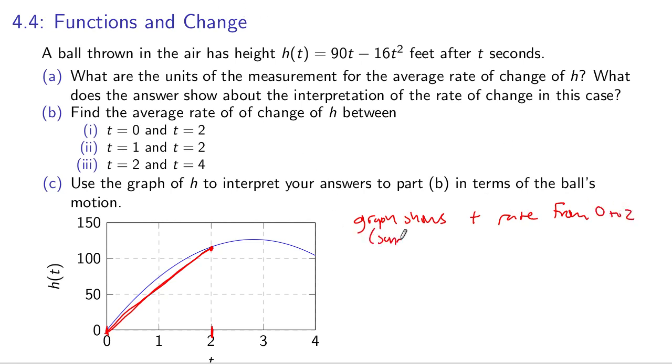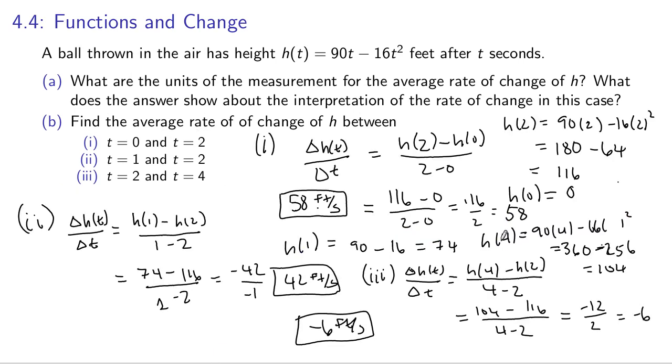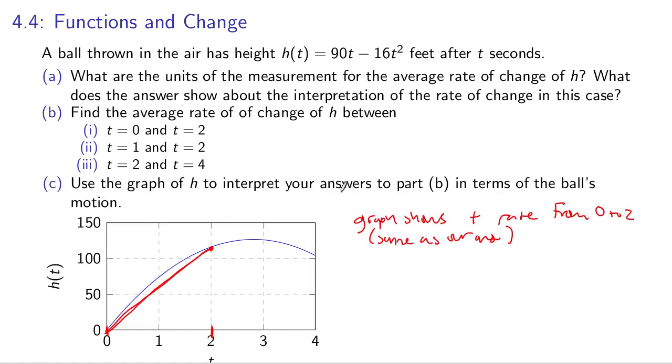Which is the same as our answer. Right? If we flip back, our answer for part 1 was 58. Now if we look at the rate from 1 to 2, that's an input of 1 to an input of 2, from here to here, we still have an upward motion, a positive velocity. So we still have a positive rate from 1 to 2.